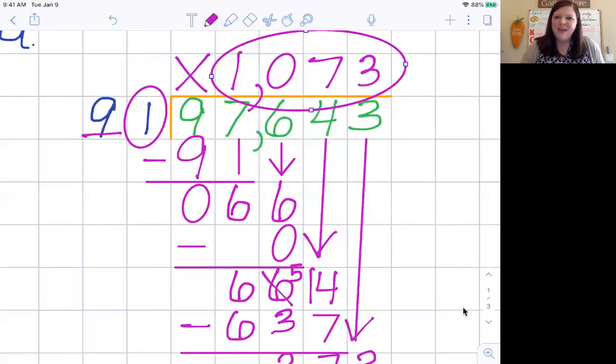97,643. Okay, students, your tasks for today are as follows. Number 1, let's go back to that front page and do as much as we can with our dividing fractions. Number 2, go on to the back page, which is all review, and I can't wait to see how well you did on your review page for today.